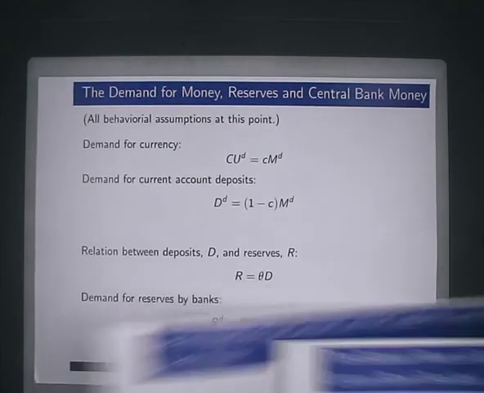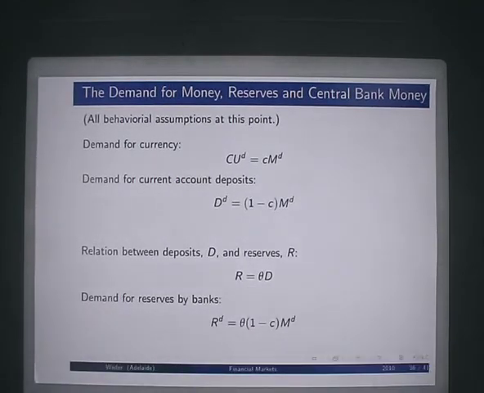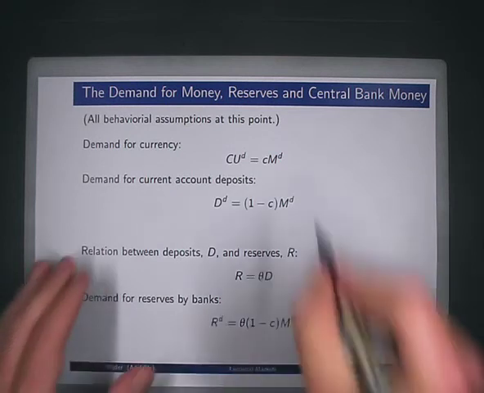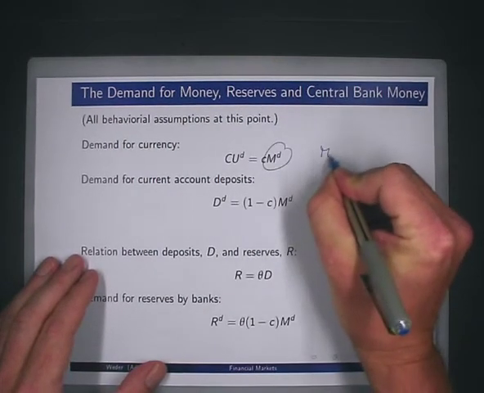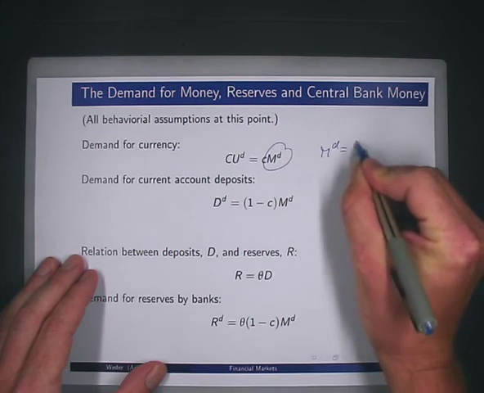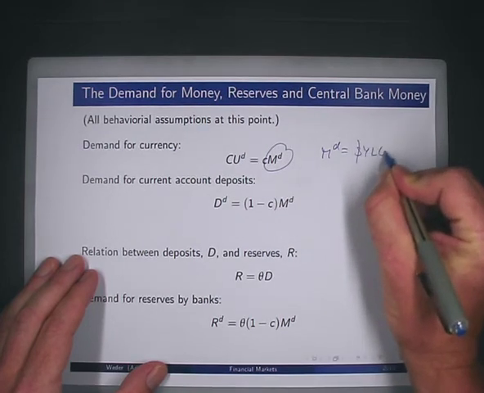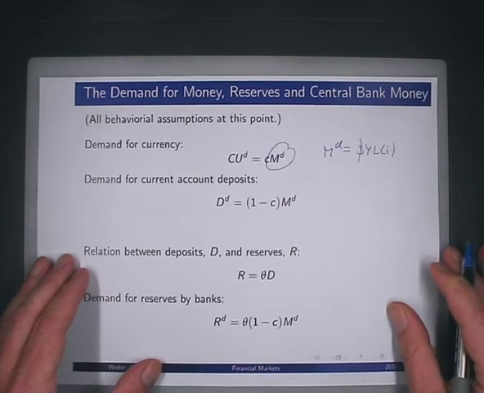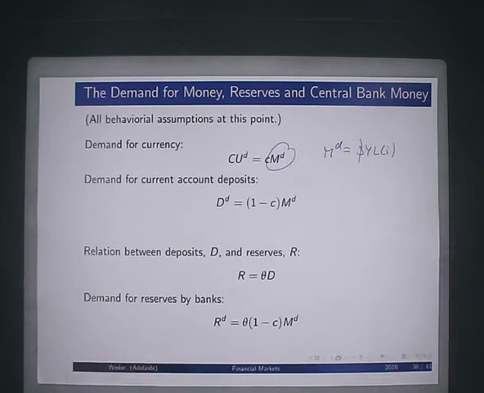Okay, so we have derived this demand for money last week. The demand for money is something like this. So we need so and so much money. But of course, not all transactions that we conduct use currency.